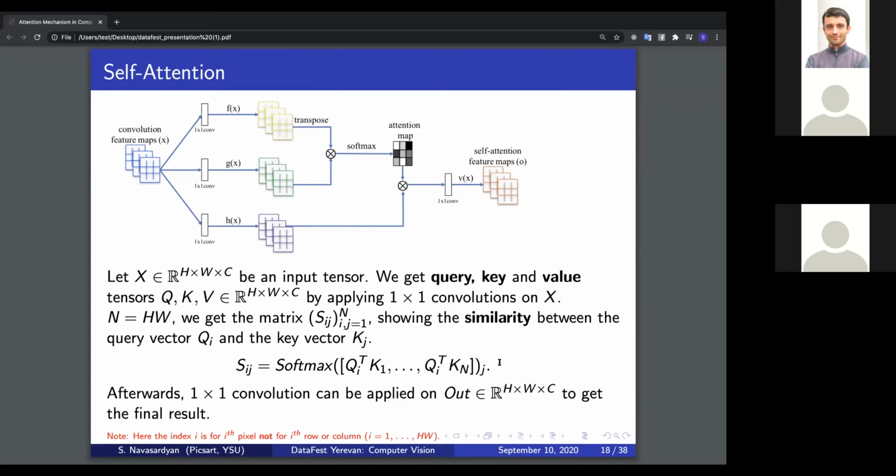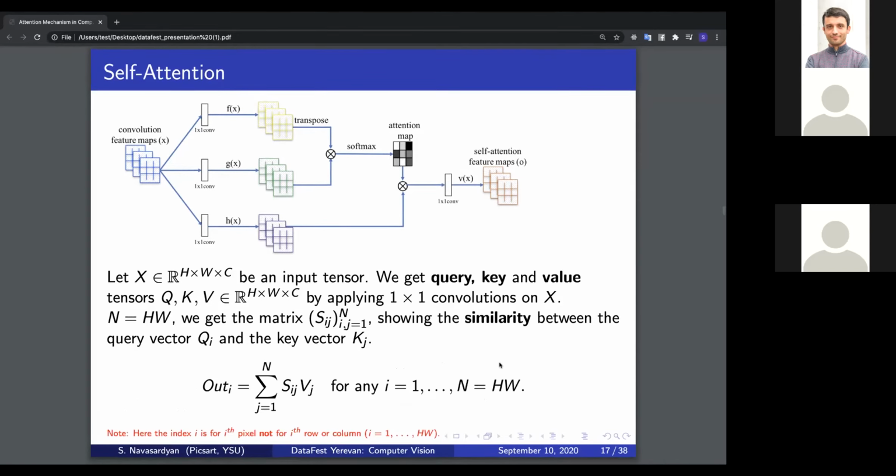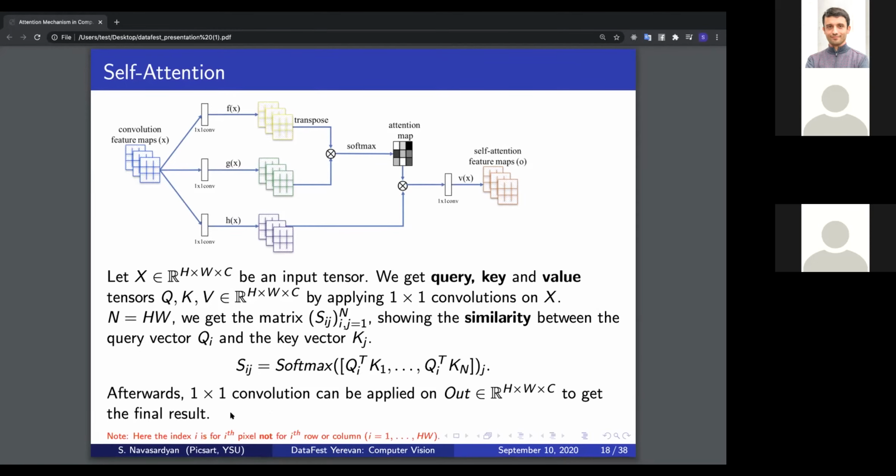So if we interpret these values as probabilities, we can see that our output is just the expectation of taking values vj. Here I would like to mention that the index i stands for pixels, for each pixel, not for each row or column. So it goes from 1 to h times w.